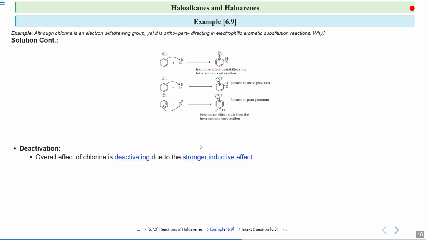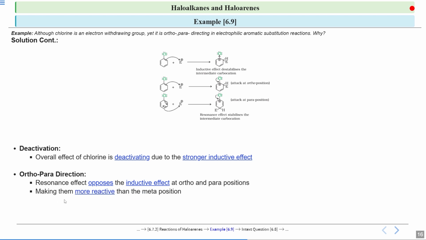So if you compare between the resonance and the inductive effect, the inductive effect is stronger. Okay. So the overall effect of chlorine is deactivating of the ring due to the stronger inductive effect shown by the halogen. And the ortho-para direction, if you talk about, the resonance effect opposes this stronger inductive effect at the ortho and para positions, so that the incoming electrophile can easily attack on the ortho and the para positions and form the stable carbocation.